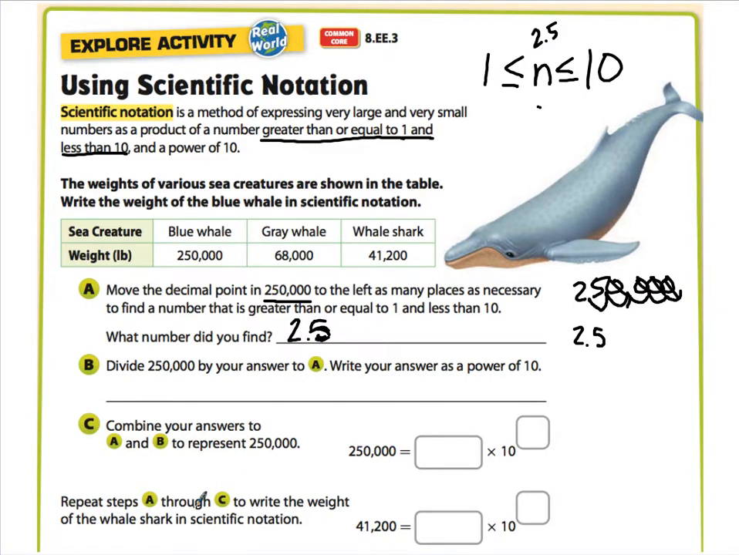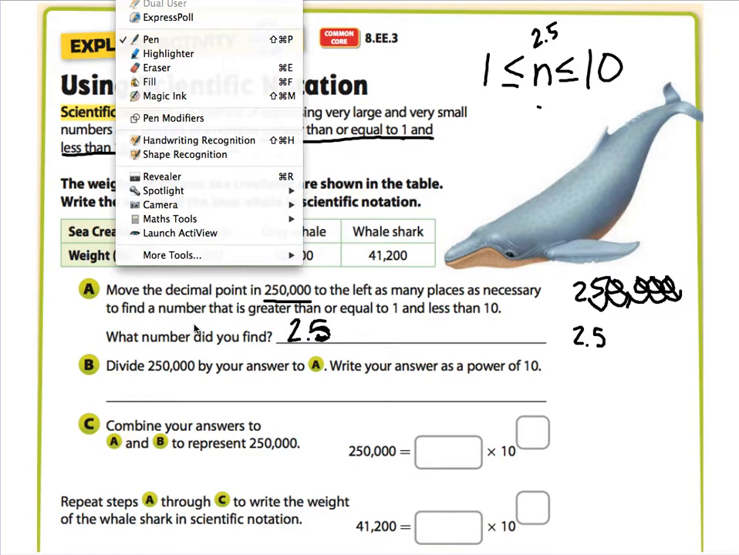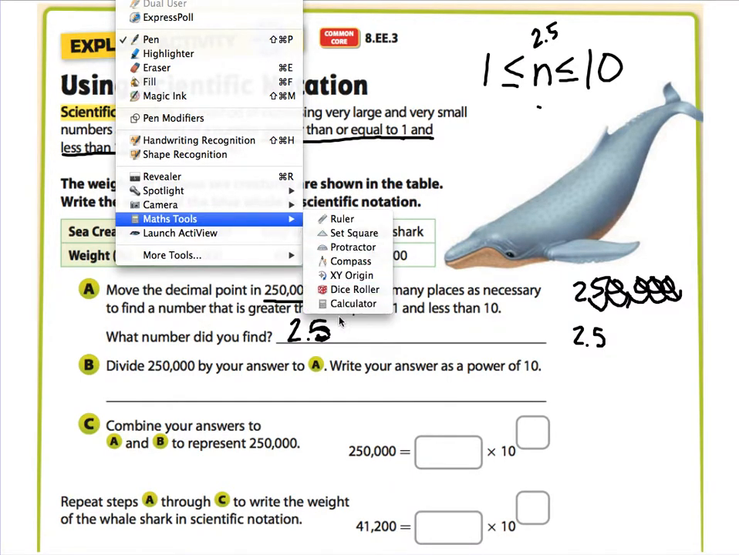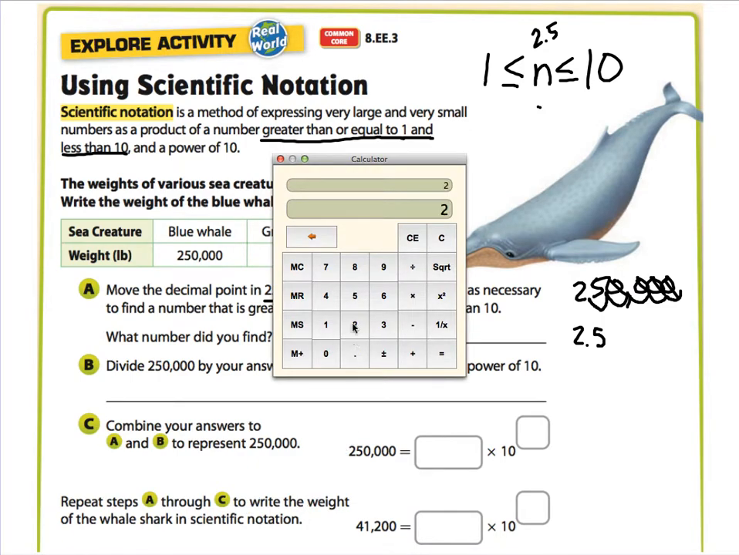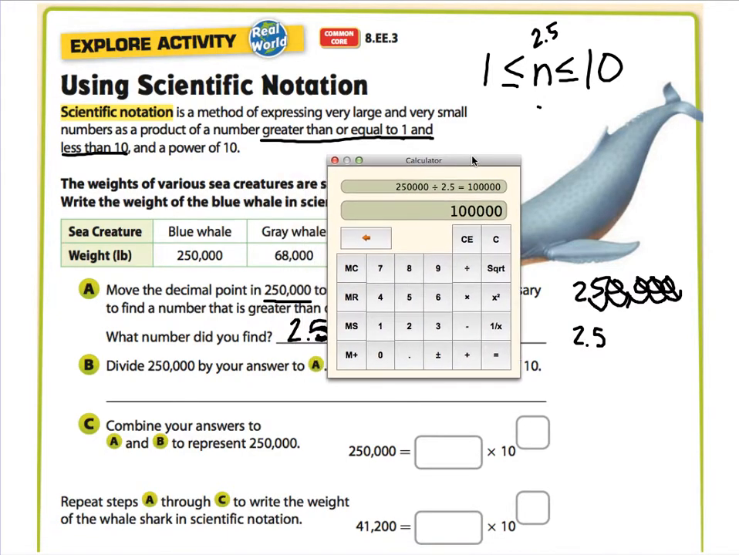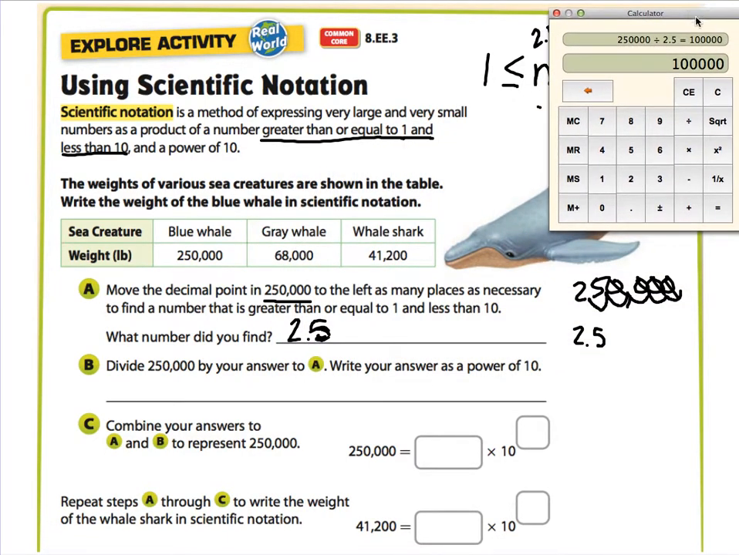Okay, so now I'm going to take 250,000 and divide it by my answer to A. I'm actually going to pull a calculator out here to show you what we're doing. There we go. So 250,000 divided by 2.5. You'll notice that I got 100,000.